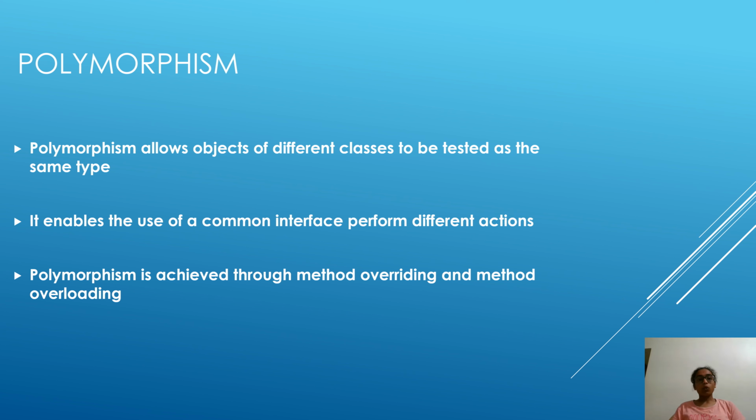Now let us learn what is polymorphism. Polymorphism allows objects of different classes to be treated as objects of a common superclass. It enables the use of a common interface to perform different actions. Polymorphism is achieved through method overriding and method overloading.